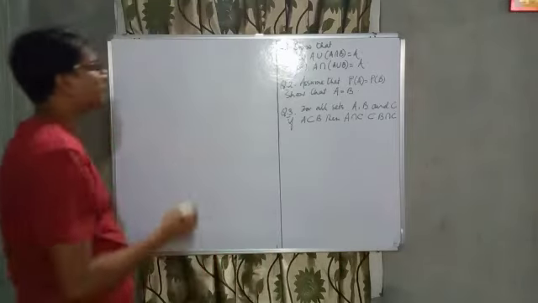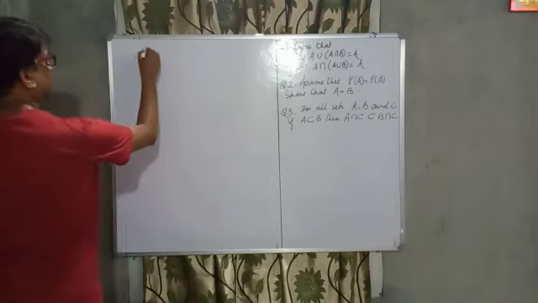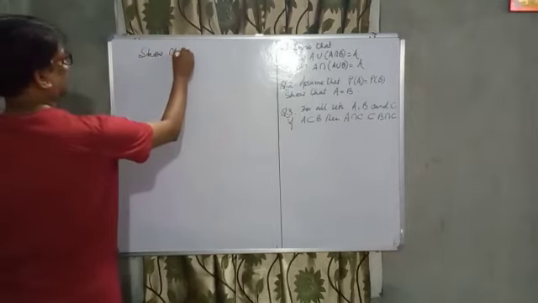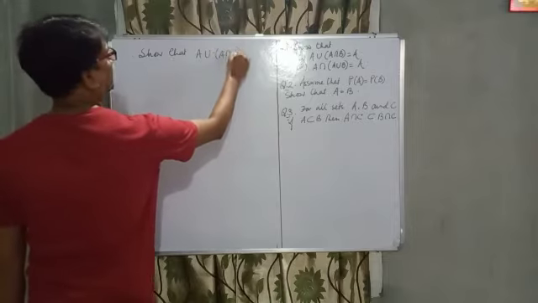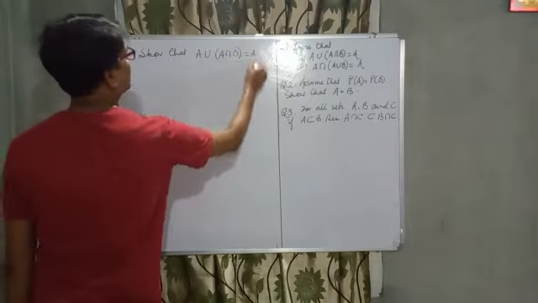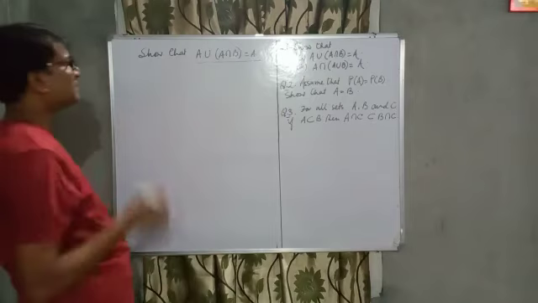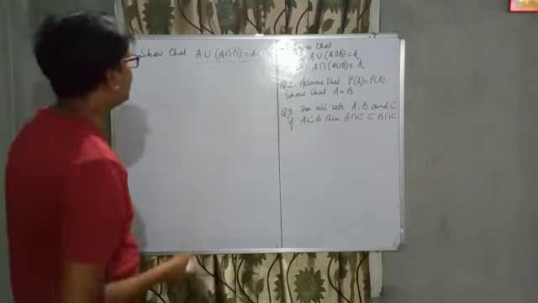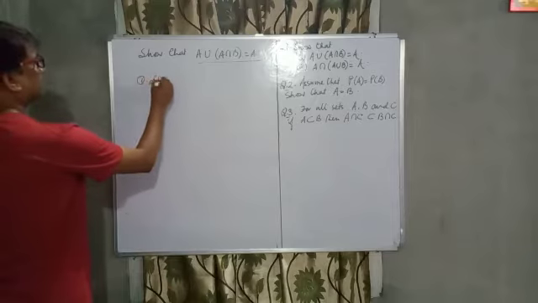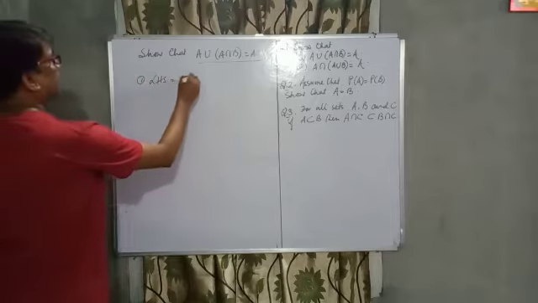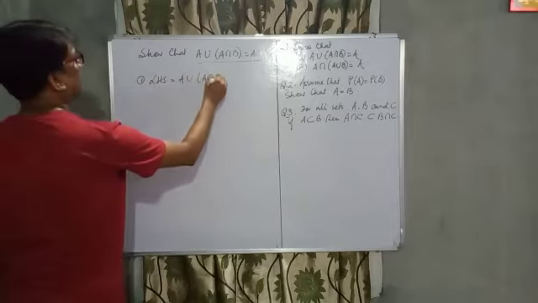First question is there. Show that A union (A intersection B) is equal to A. That we need to show. Okay. So two ways we can show. First one, so easy. Left hand side, what is given? That is A union (A intersection B).